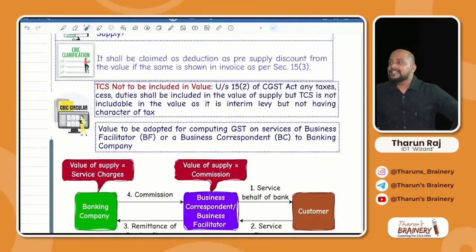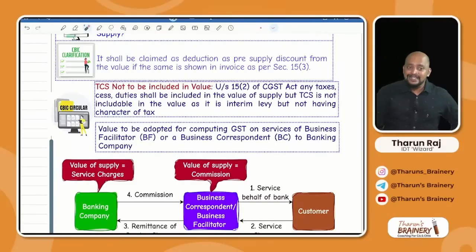Now next one, TCS. What is the treatment of TCS under Income Tax Act? The treatment of TCS under Income Tax Act is very simple. First of all, who will collect TCS from whom in income tax? Supplier will collect it from the recipient. Simple. I am a dealer, car dealer. You are buying a car from me for 10 lakhs and you will be giving me 10 lakhs plus GST plus TCS. While computing GST, whether TCS should be included or not?